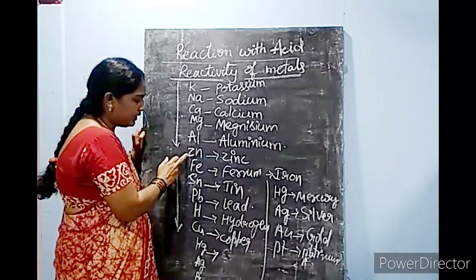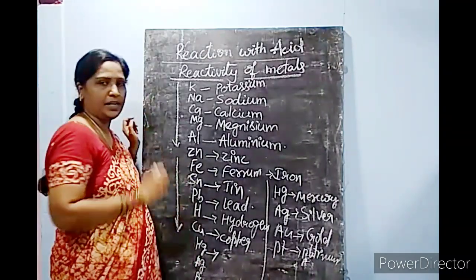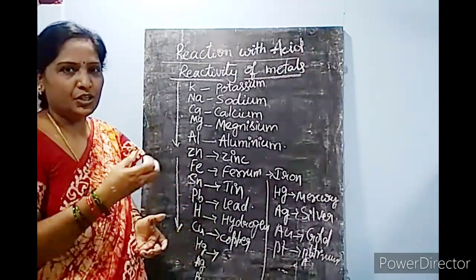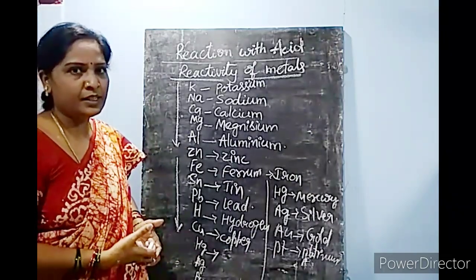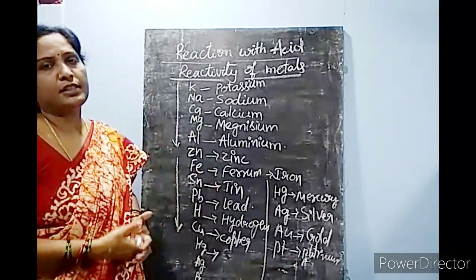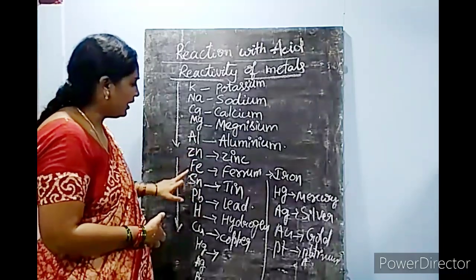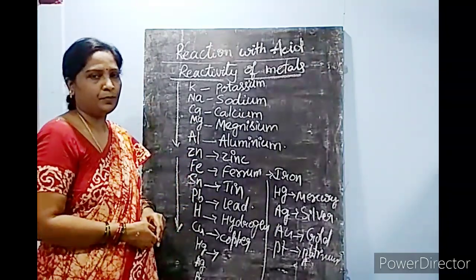And the next one, "Jan fair soon pub hai." A Hindi sentence. If you remember the Hindi sentence, you will get all the metals in order. Jan fair soon pub hai.